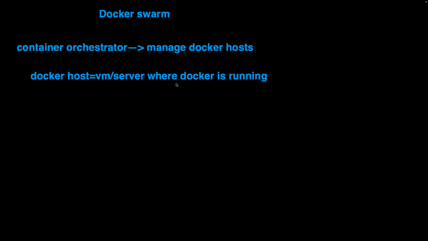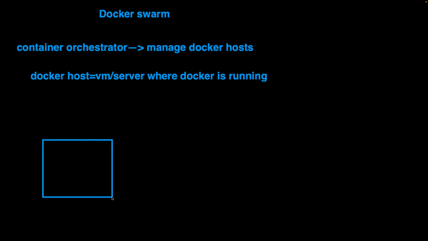A VM or a server where Docker is running is a Docker host. So container orchestration means managing Docker containers running on a bunch of Docker hosts. And this is done through Docker Swarm. Last class, we deployed a microservice application with Docker Compose. It is deploying on a single Docker host, right? But we may have to manage them on a bunch of Docker hosts.